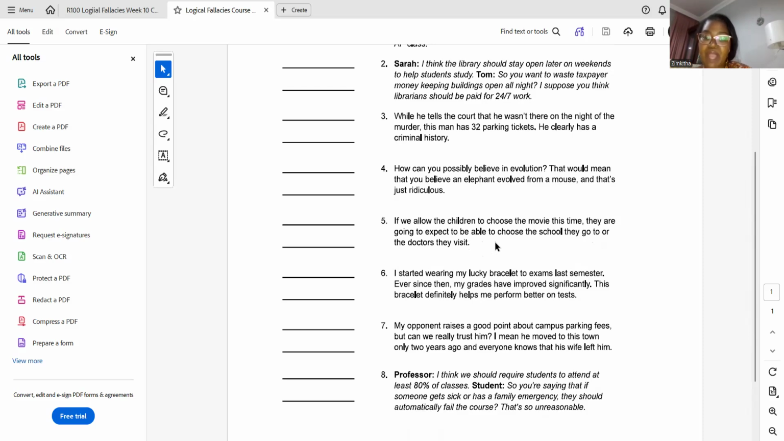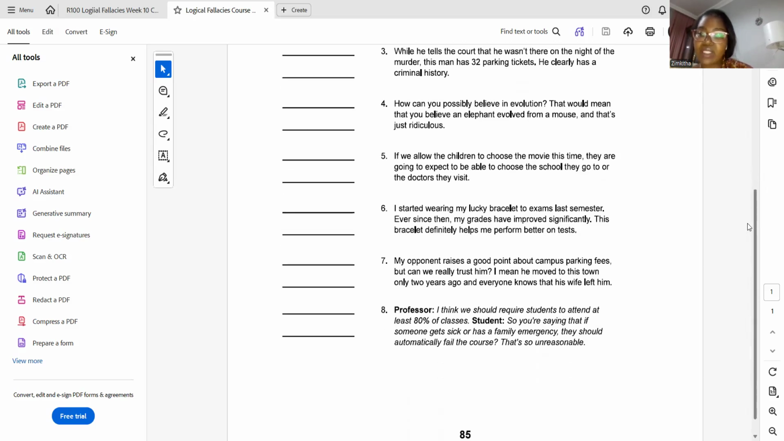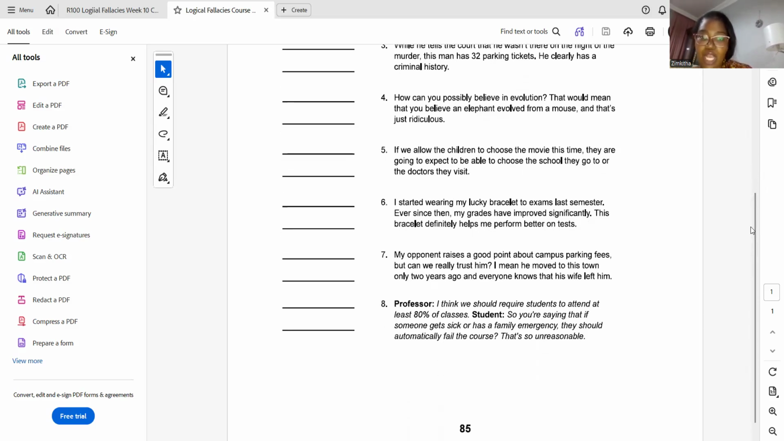Number 5, if we allow the children to choose the movie this time, they're going to expect to be able to choose the school they go to or the doctors they visit. What is that one? Slippery slope. Okay? It's looking at a catastrophic outcome, from one small thing to a catastrophic outcome.